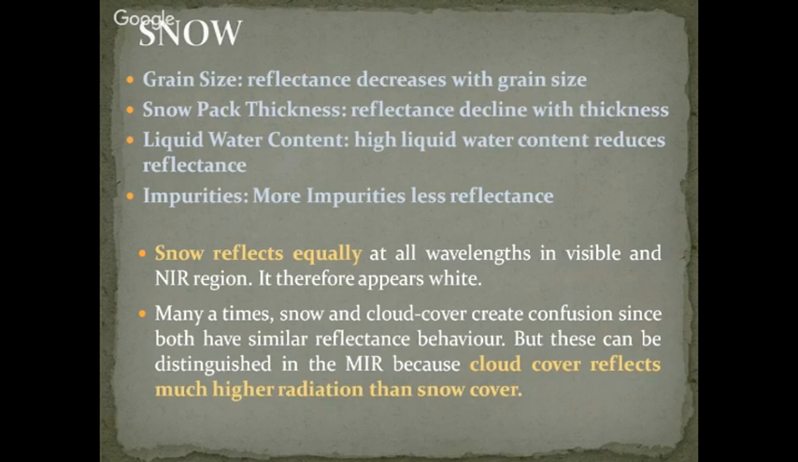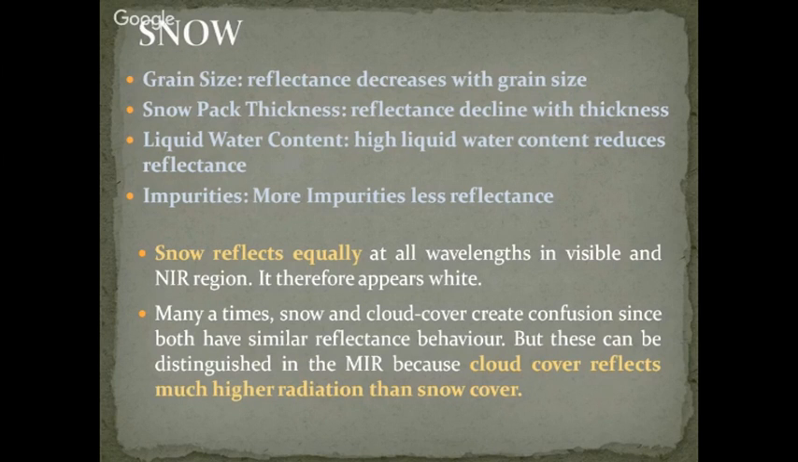Then snow, a large part of this earth is covered under snow. Usually for the human eye snow appears white. And the reason snow appears white to us is that snow surfaces reflect a very high amount of energy.